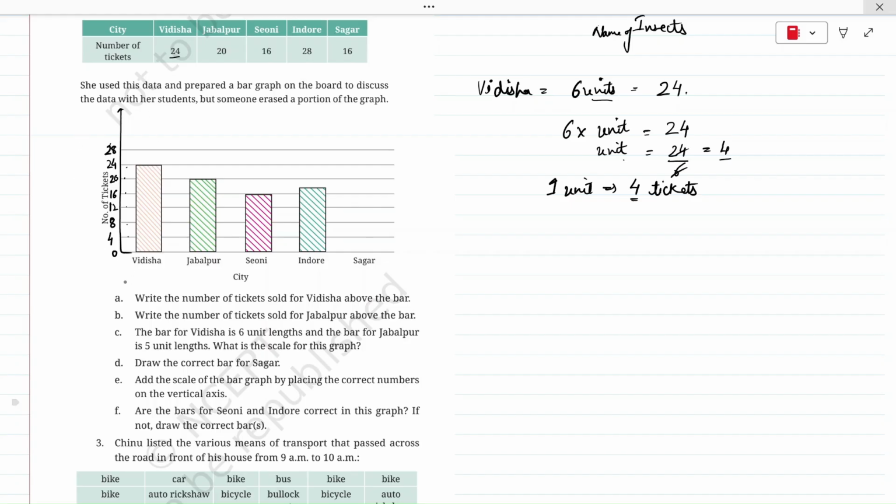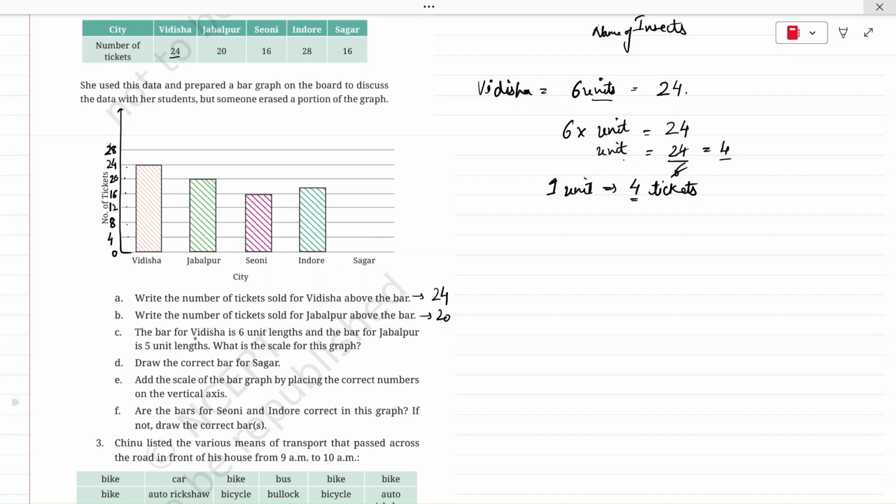Right, now let us go through the question. Write the number of tickets sold for Vidisha above the bar. So the number of tickets sold for Vidisha is 24. Okay, as per the bar it is 24 only. Next is write the number of tickets sold for Jabalpur above the bar. So this is the bar for Jabalpur, and according to the bar 20 tickets have been sold, right? Because if you mark this, this is 20. Okay, and it was also given as 20, which means this is correct.